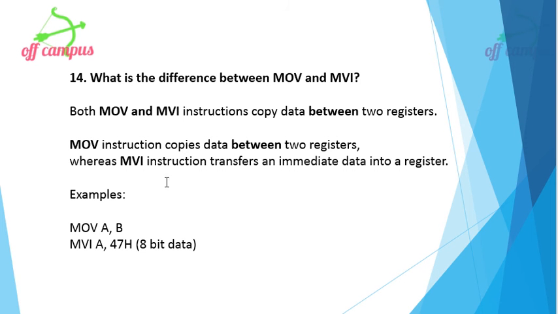Whereas the MVI instruction transfers immediate data into a register. So MVI A, 47H is an 8-bit data, and this 47H data is transferred to the accumulator. Here immediate data is given, whereas MOV copies the data between two registers. This is the difference between MOV and MVI.